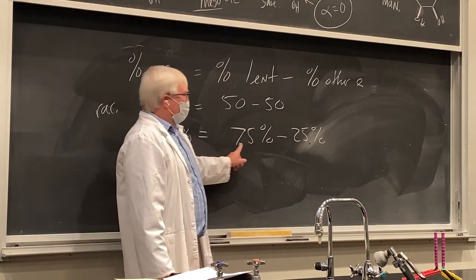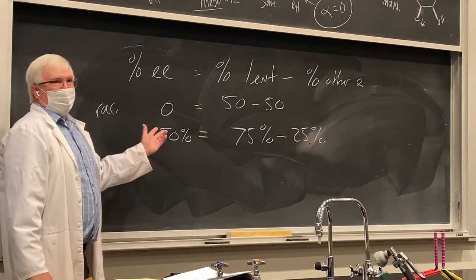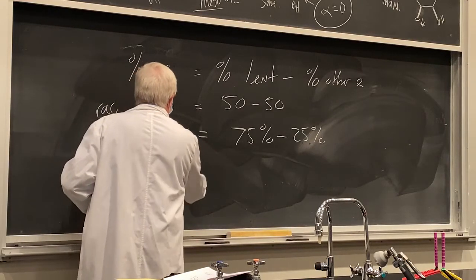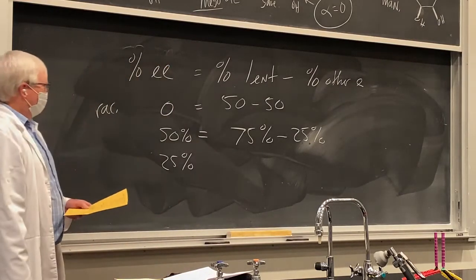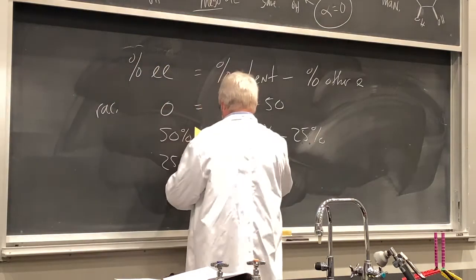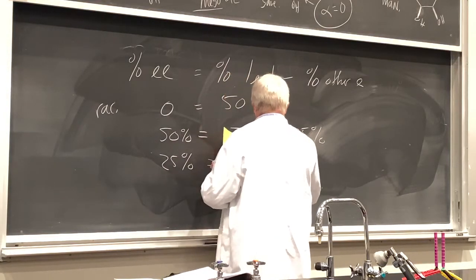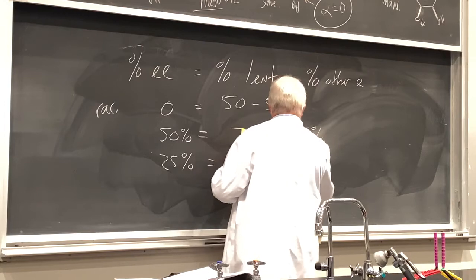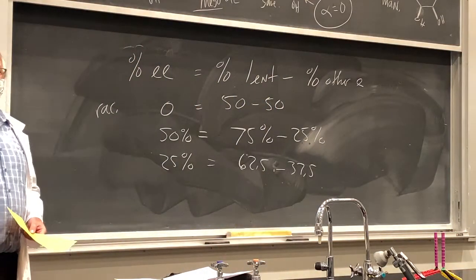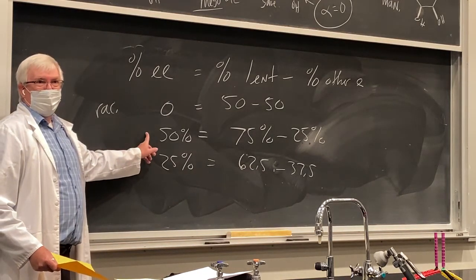25% of this one, which leaves behind 50% excess rotating in that direction of the major one. What's a little harder here is if you have ones that are not easy to calculate. 25% EE would be where the difference here is 25, which is 62.5 minus 37.5. There are ways to calculate that and figure it out. On a quiz or a test, I'd give you relatively simple ones like this, okay, to figure this out.